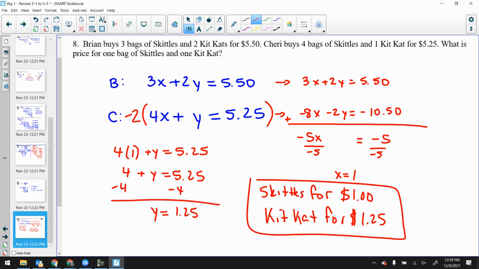That's my answer. Again, don't give me an XY pair. We created that system to solve the problem. What was the question? What's the price? So my response back should be a price. Okay?